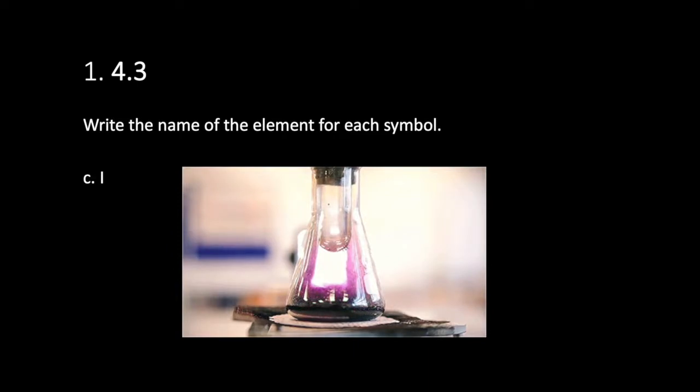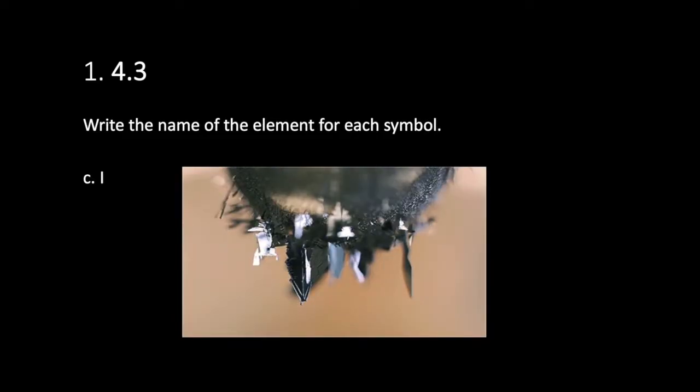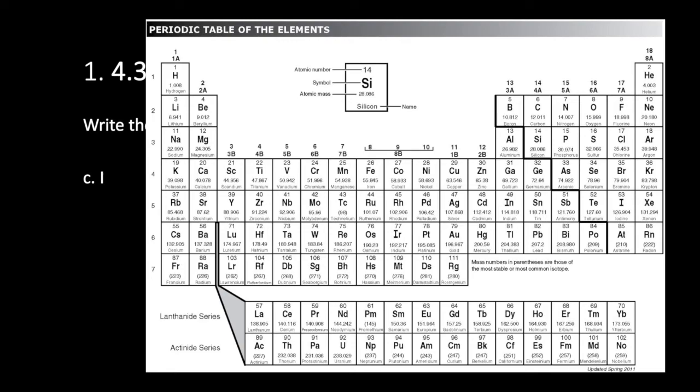I for iodine. They sometimes iodize sea salt. They add iodine to it because you need it to create some of your thyroid hormones that set your metabolism. You can see that I is iodine. If you go way to the right, group or column 7A, go down, the capital I there is iodine.